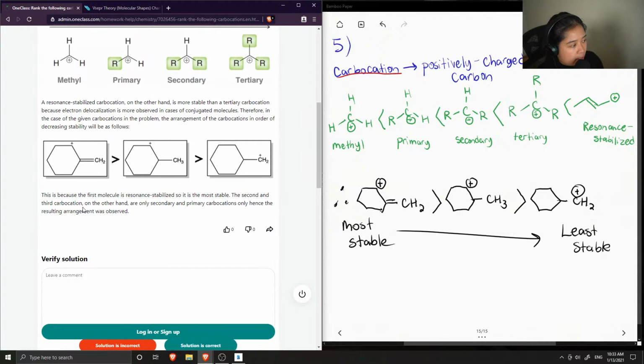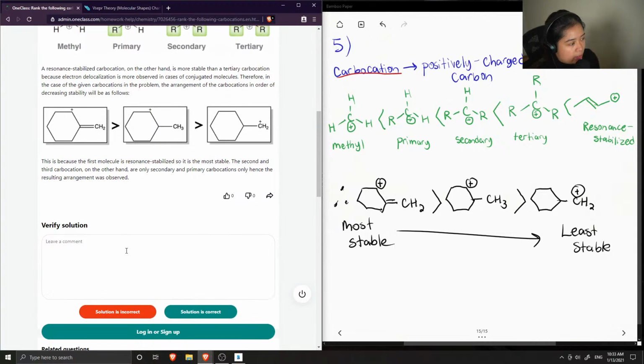Okay, and this is because the first molecule is resonance stabilized, so it is the most stable. The second and third carbocations, on the other hand, are only secondary and primary carbocations, hence the resulting arrangement was observed. Okay, so this solution is correct.